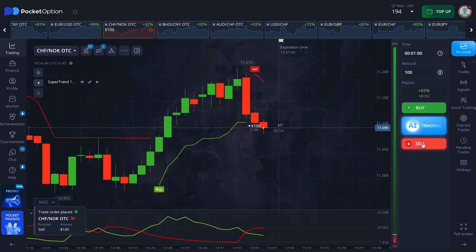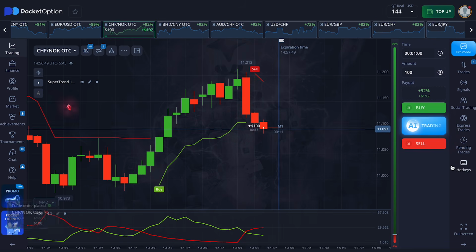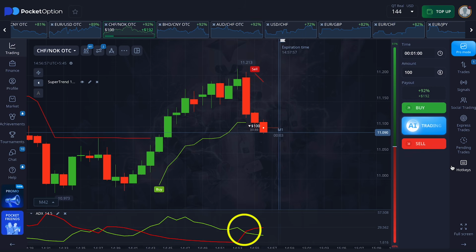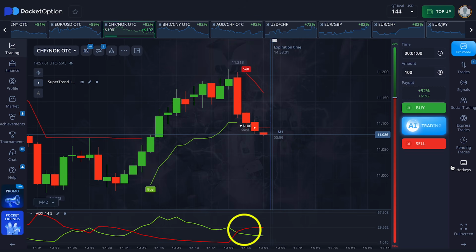And here I found a similar type of pattern again. So as you can see, the red line is formed on the top of the candles, which indicates that the market will come down, and it is confirmed by the ADX. As you can see, again the red line and the green line of the ADX are intersecting each other from top to bottom. So both of the indicators are telling me that the market will go down. So that's the reason I have sold here.